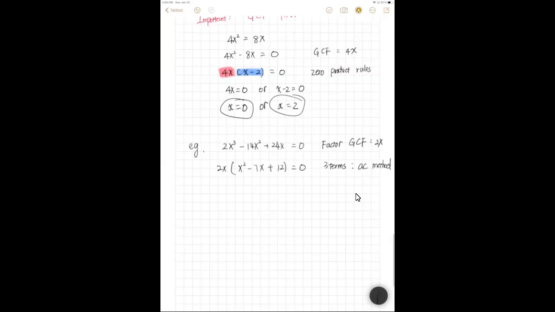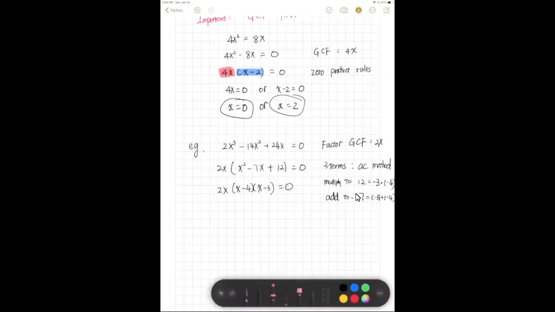Okay, we want two numbers that multiply to get 12, and add together to get -7. Since the sum is negative, the two numbers have to be negative, because negative times negative equals a positive 12. So -3 times -4 is equal to 12. Also, -3 plus -4 is equal to -7. So -3 and -4 are the numbers that we're looking for. So we have x minus 4 times x minus 3 equals 0.